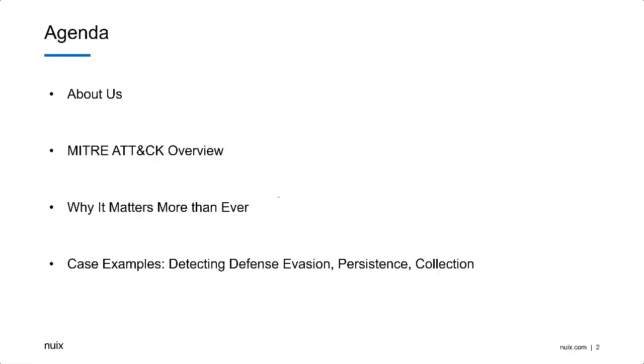So agenda. We'll cover just a bit about Nuix, the obligatory marketing slide, which they make us put in. We will then go into an overview of the MITRE ATT&CK framework. I'll give you my perspective on why I think this is a really important topic, why it's even more important after what we've seen already this year from SolarWinds and Hafnium. And then we'll get into some case examples around detecting specific behaviors that are identified in the framework, including evading defenses, establishing persistence on machines, and collecting data in preparation to exfiltrate it.